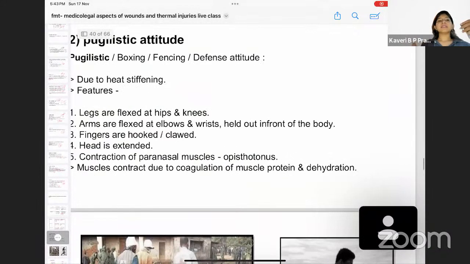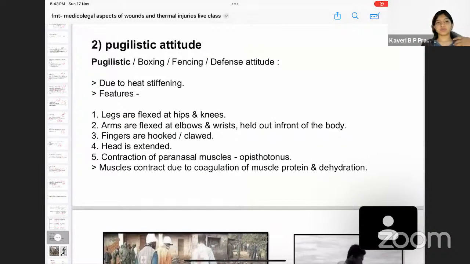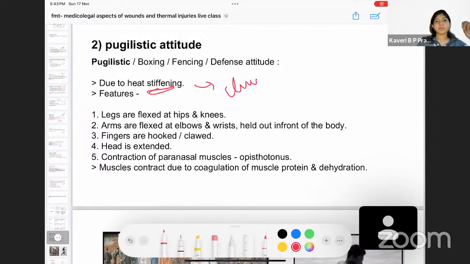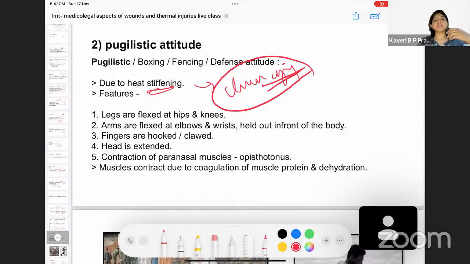So the other names are boxing, fencing, defense attitude. It occurs because of heat stiffening, and it is seen in case of burn injury. So this can come as your MCQ. Where is pugilistic attitude seen? It is seen in cases of burn injury. So what are the features?